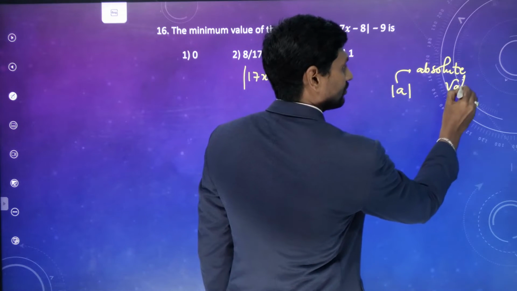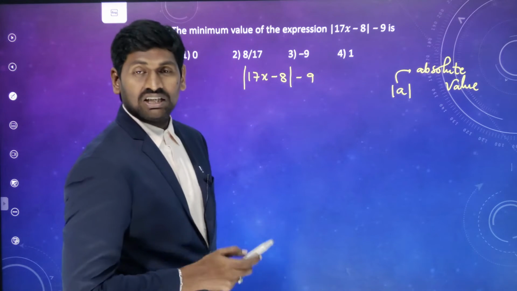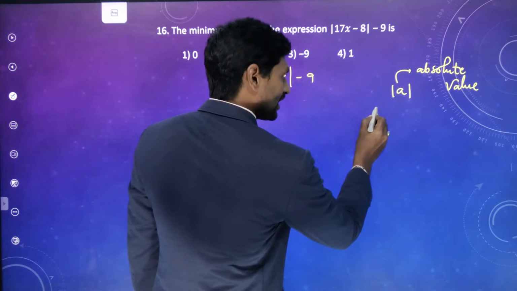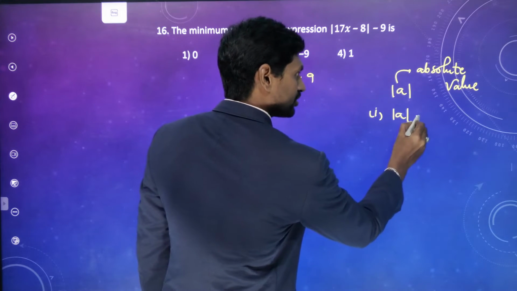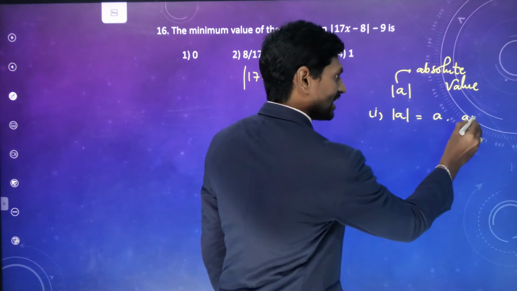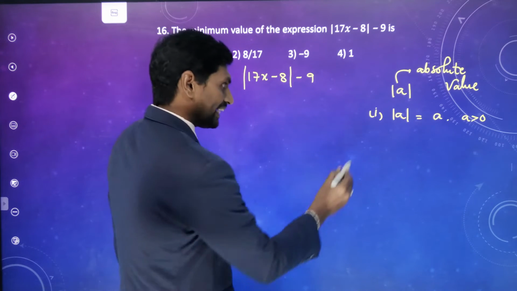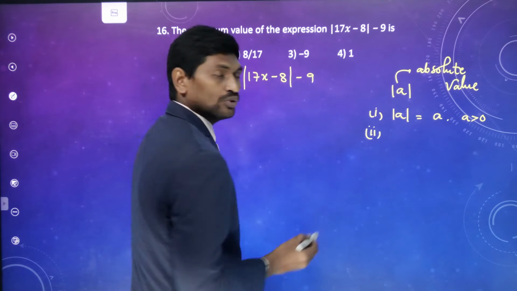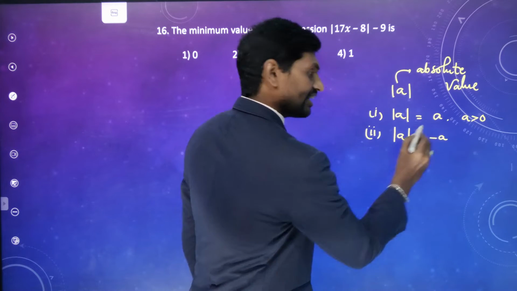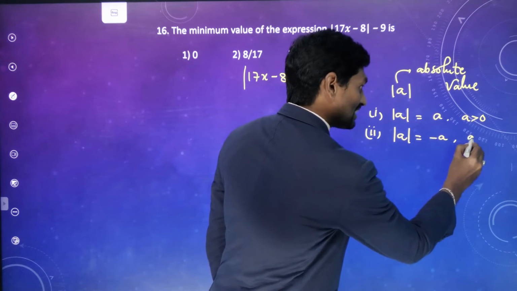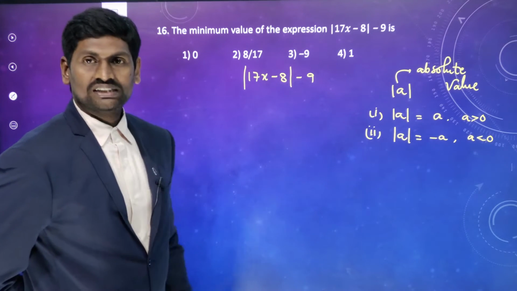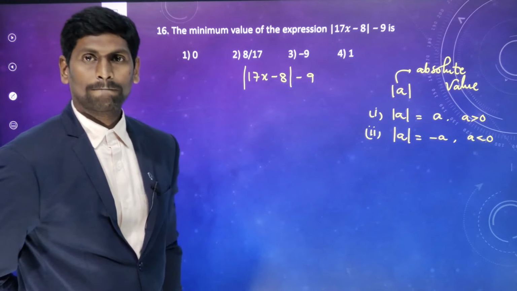Absolute value. We already discussed that a can be any integer, whether positive or negative, so I am taking both conditions. If a is positive, then the absolute value of a is a, where a is greater than 0. Second case, if a is negative, then the absolute value of a is minus a, where a is less than 0. Okay? This is what absolute value is. Clear until then?